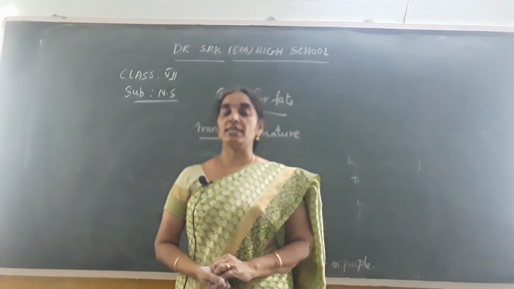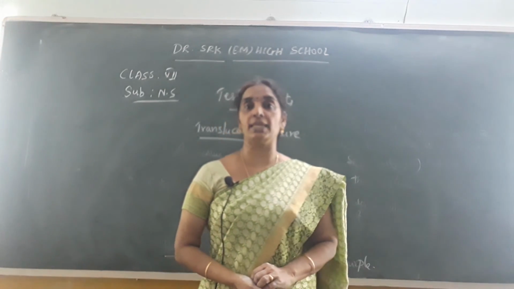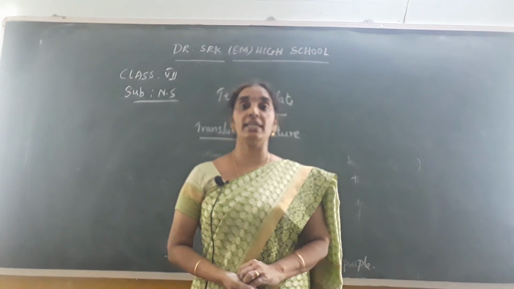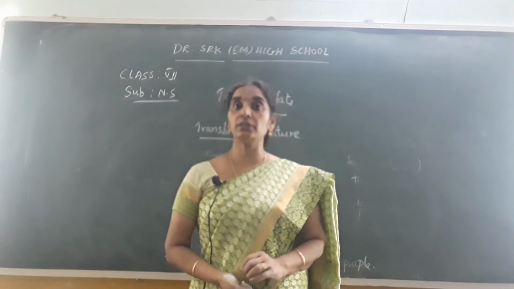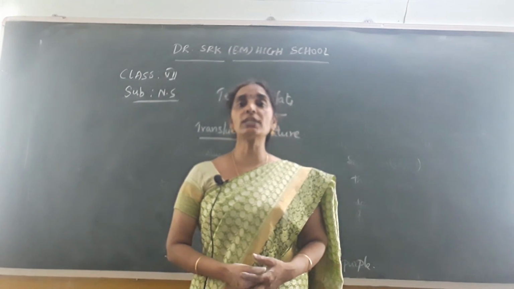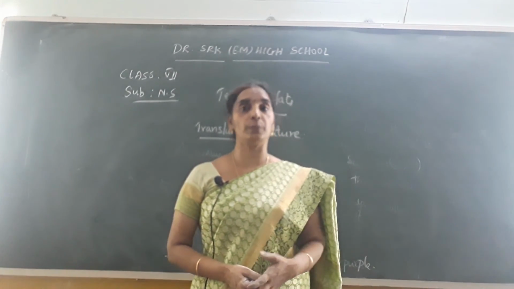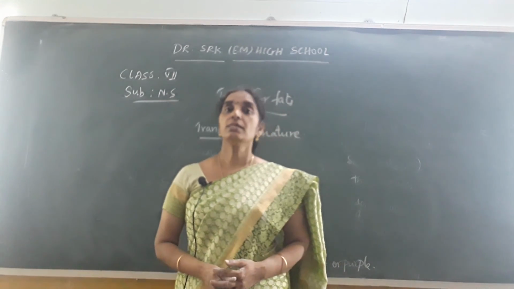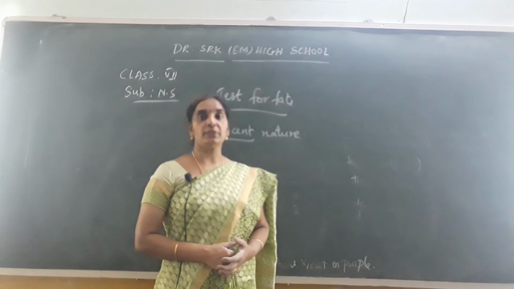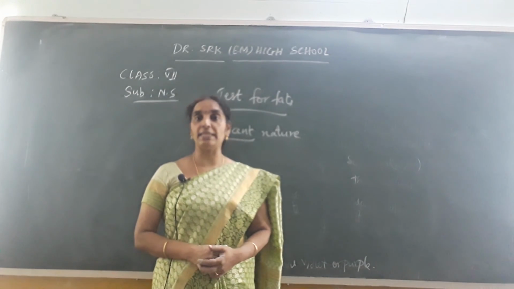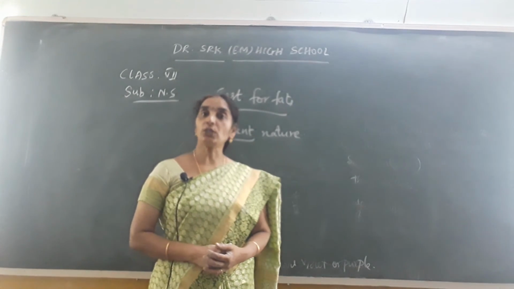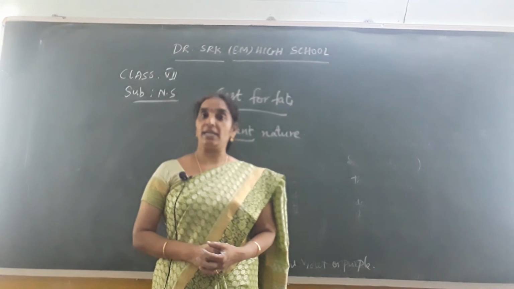Okay children, so that is about the confirmation test for fats. If a paper turns translucent, what is translucent nature? It means the object is visible partially, not completely. It is neither transparent nor opaque, it is translucent. So the paper can be seen through if it contains fats. So this is about the test for carbohydrates, proteins and fats.